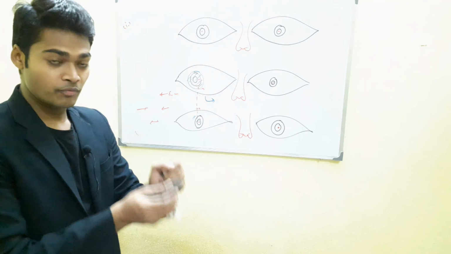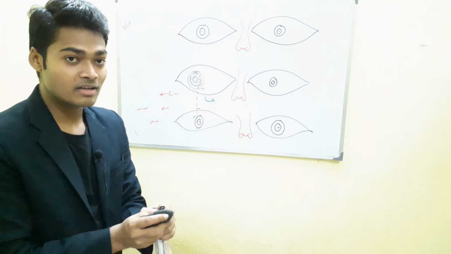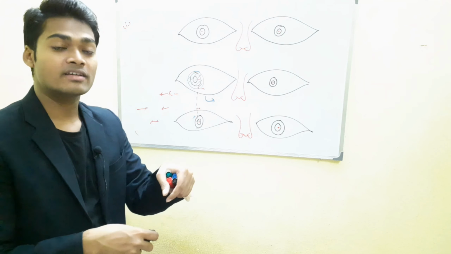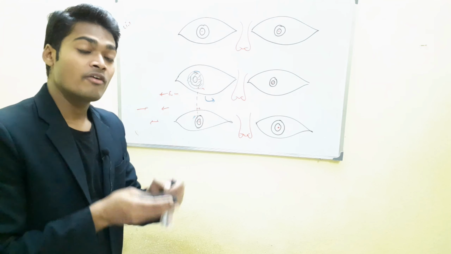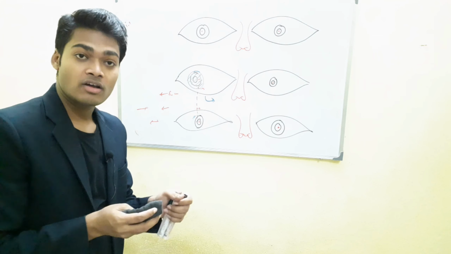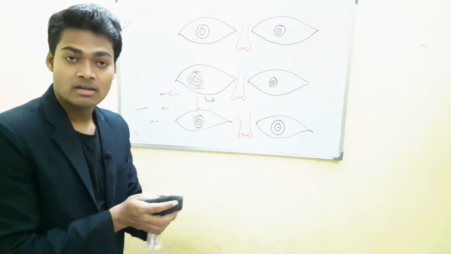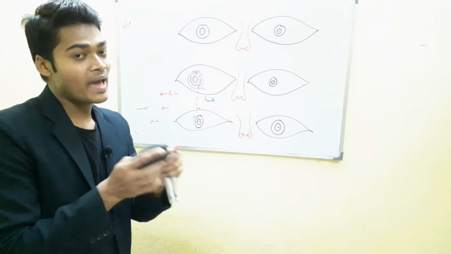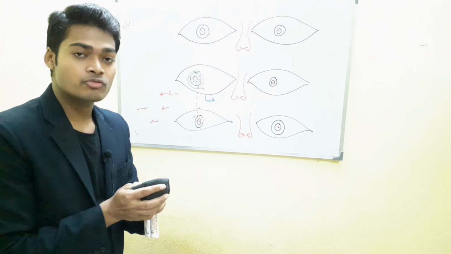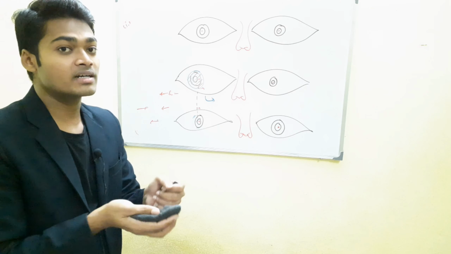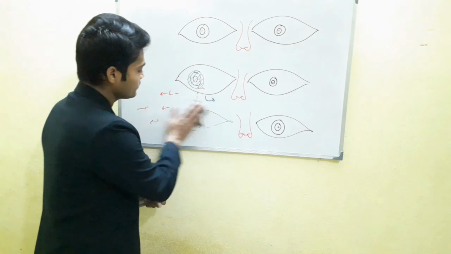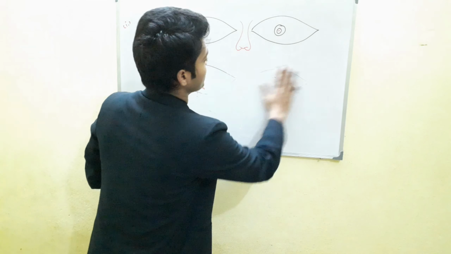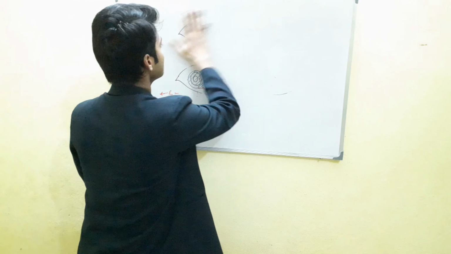Now we perform the last and the third cover test, which is the alternate cover test, to establish whether the eye is an alternate or unilateral squint, or a comitant and paralytic squint, or a paralytic squint where the secondary deviation is greater than the primary deviation. So let's see what will happen.